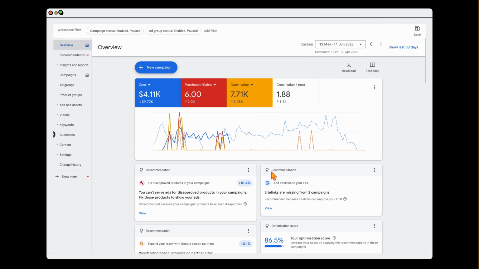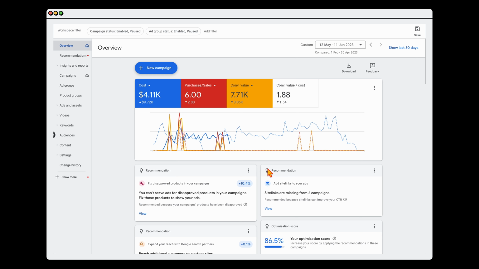Because when you take the time to draw out a proper structure, you can see results really, really quickly. Let me show you what I mean right now. So what you're looking at here is an e-commerce account that we took on only 30 days ago. And the dates that I'm showing you are the last 30 days of results versus the previous 3 months of results.